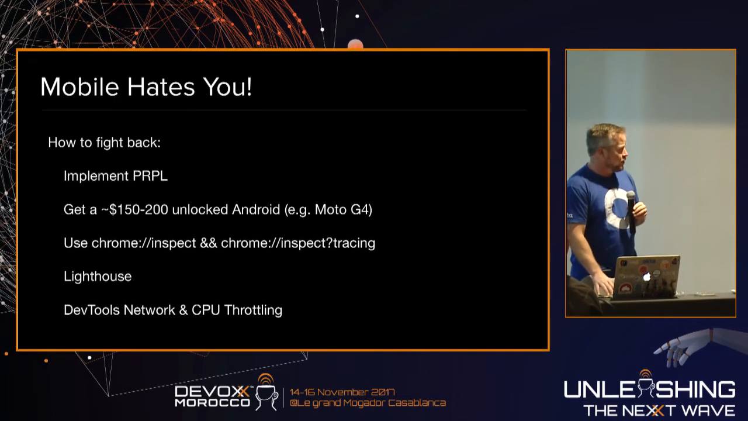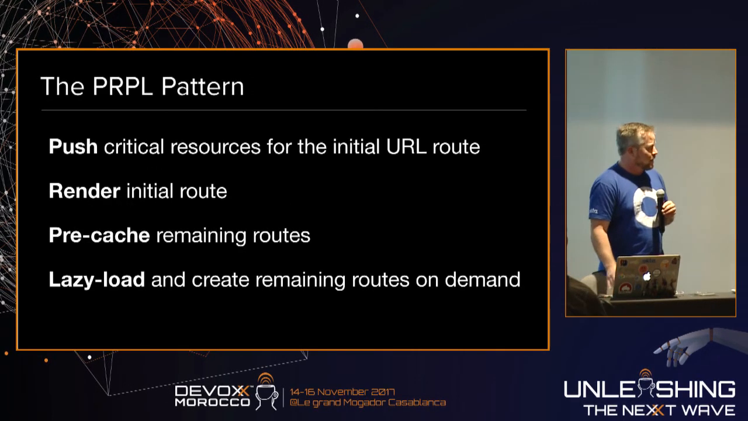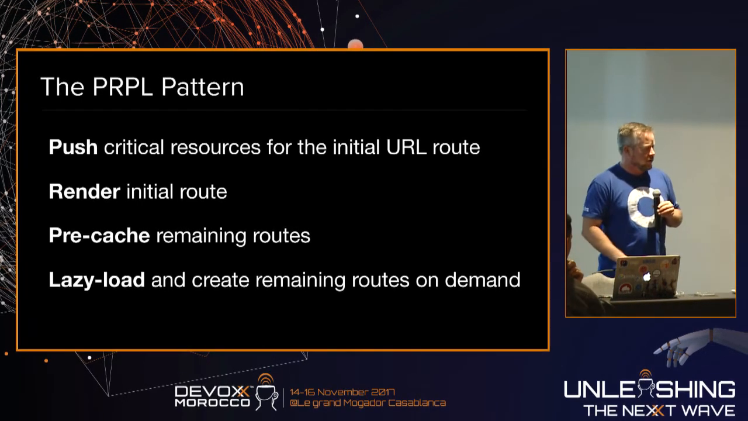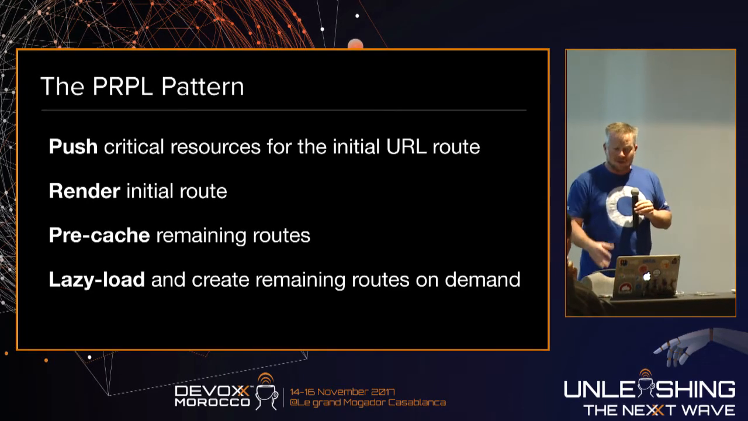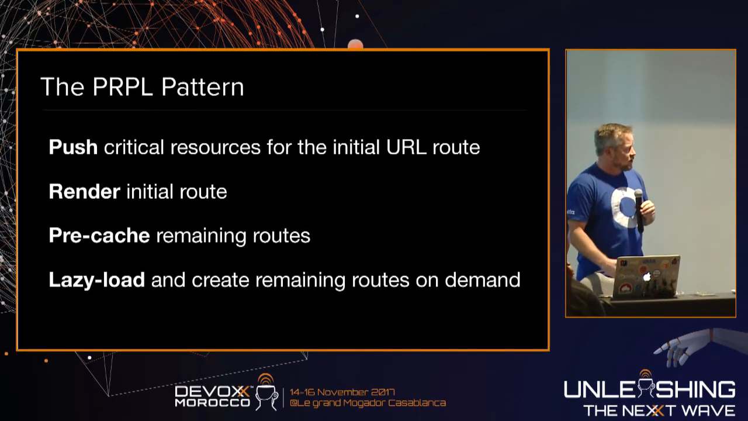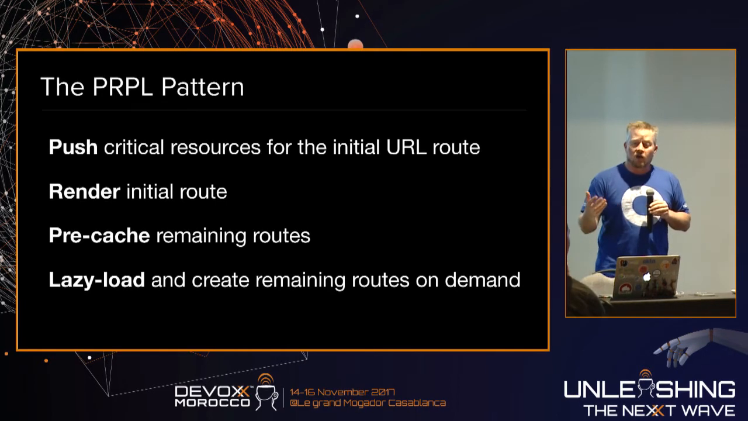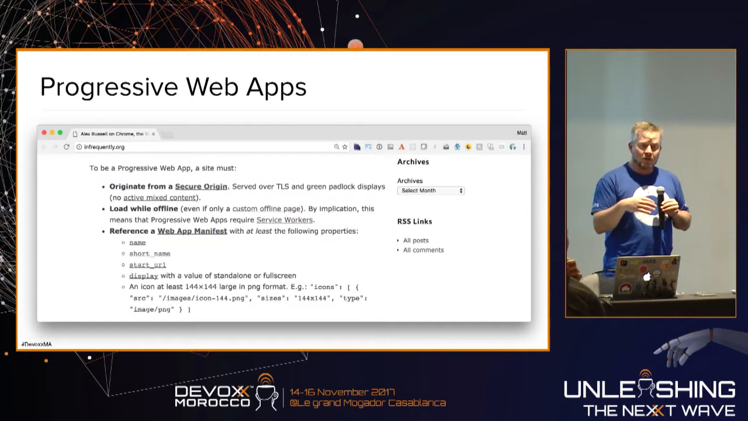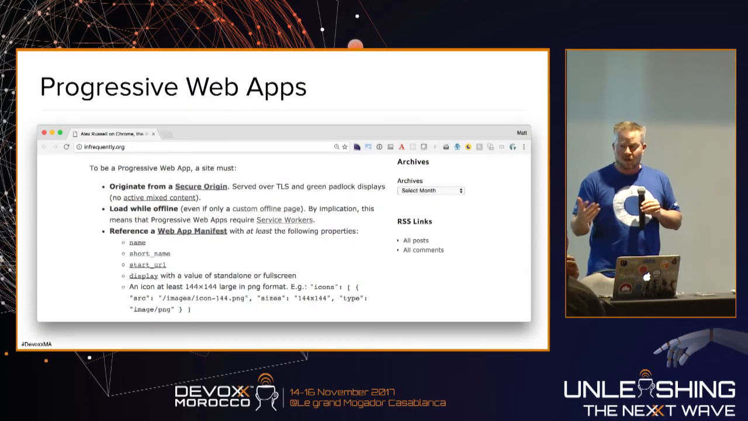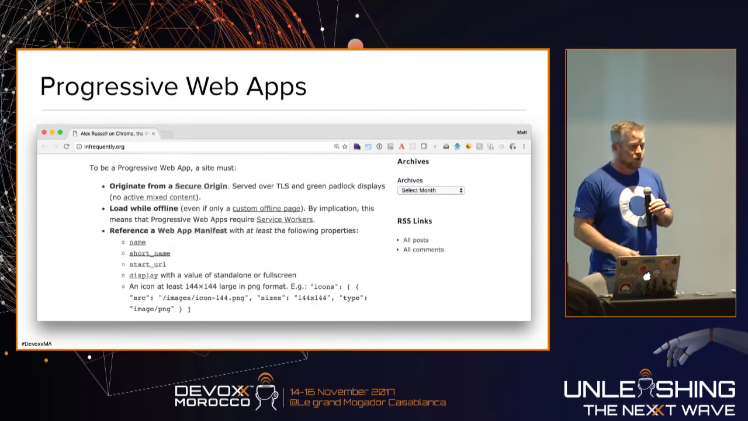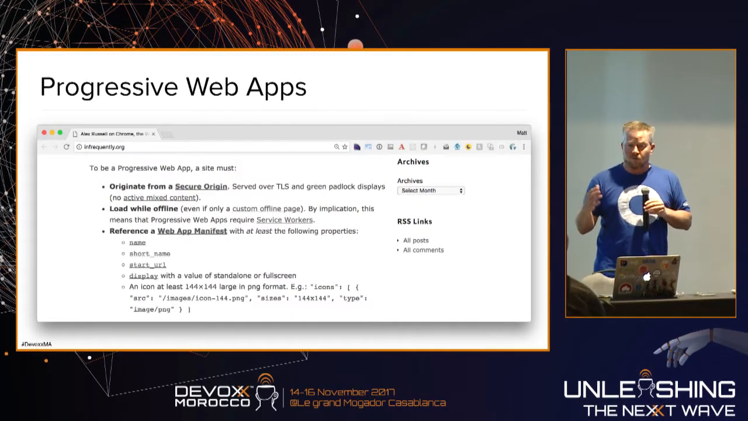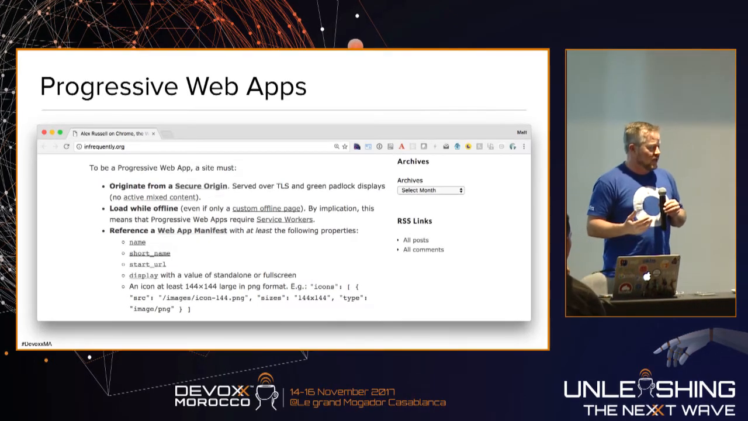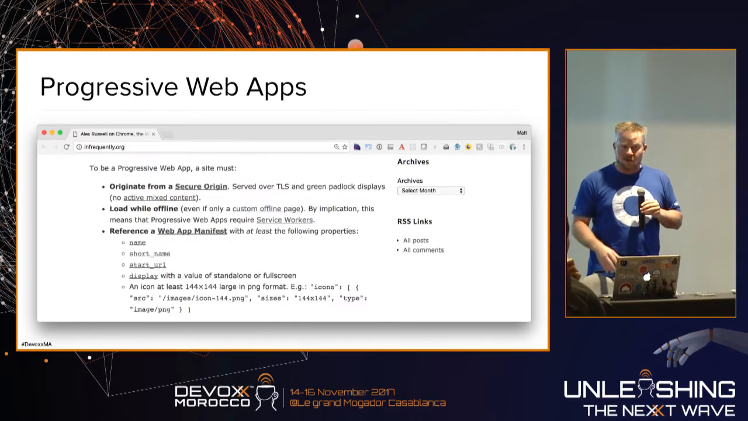The PRPL pattern is: push critical resources for the initial route, render the initial route, pre-cache remaining routes, and lazy load and create remaining routes on demand. So this basically became the foundation for progressive web apps. Progressive web apps are basically web apps that you can install, and they will work offline. On Chrome, there's ways of prompting you to install it as an app. Same thing on Android, and it's coming to iOS. Apple just started this summer adding support for service workers to iOS. And service workers are a specification that allows you to do caching in the background of your network requests.